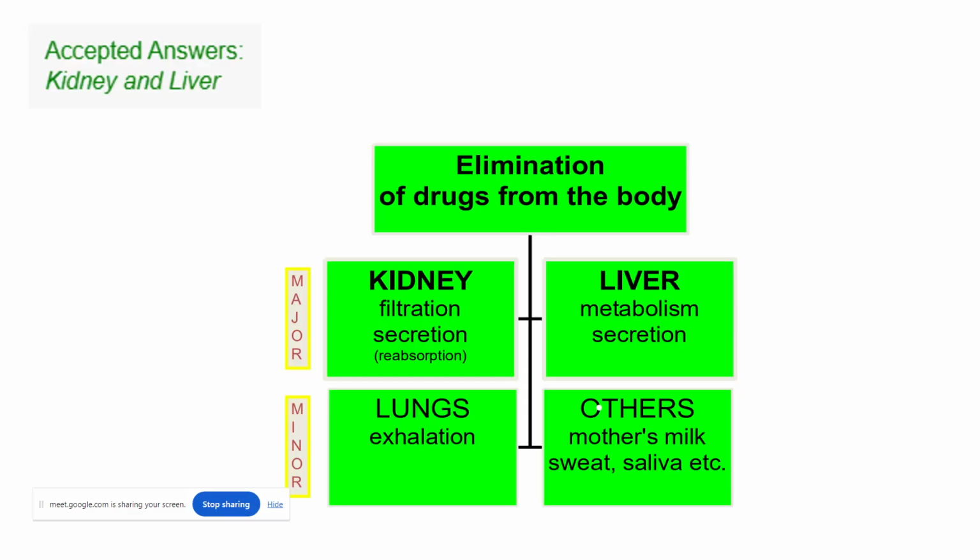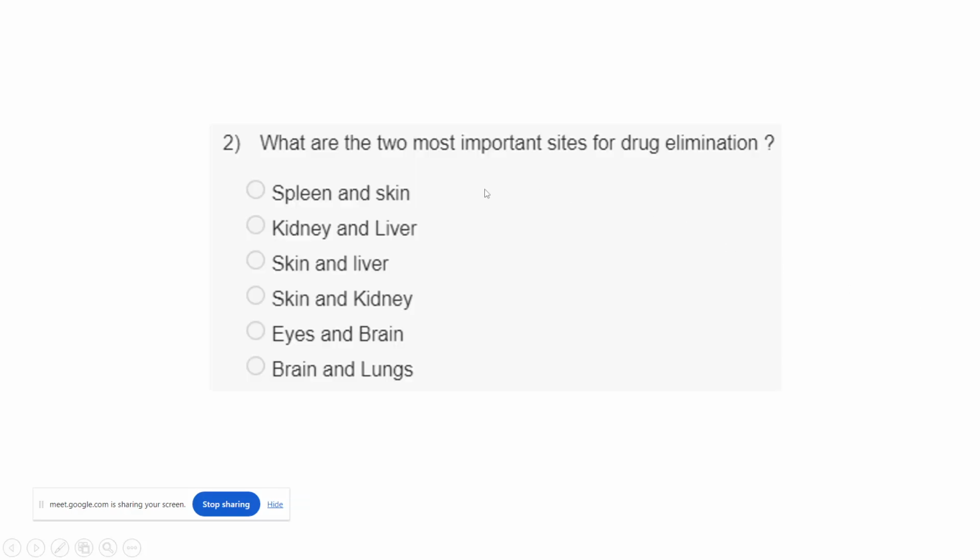Yes, kidney and liver would be the correct answer. They are the major organs involved. Kidney mostly helps in filtration and secretion, and liver helps in metabolism and then secretion. Some minor organs like lungs, sweat, skin, and saliva are also involved, but those are minor ones. Most important would be the kidney and liver.